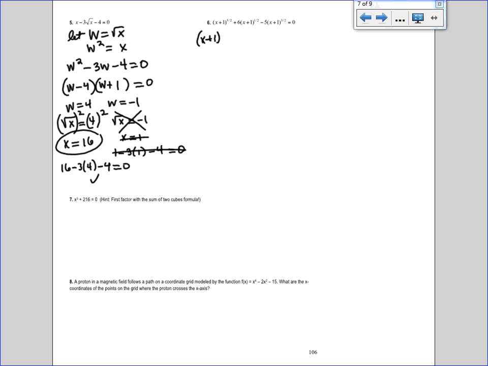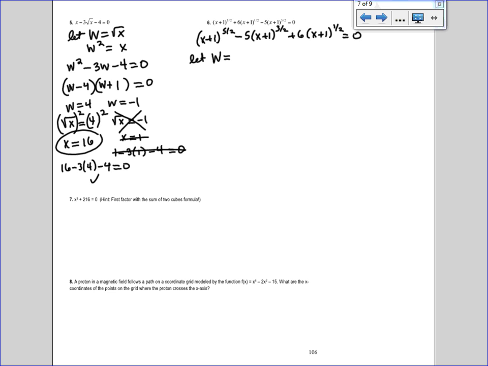So x plus 1 to the 5 over 2, minus 5 times x plus 1 to the 3 over 2, plus 6 times x plus 1 to the 1 half equals 0. Right, so x plus 1 to the 1 half, that's going to be my W. Now you could do this a lot of different ways.